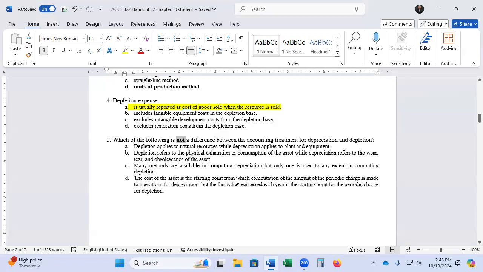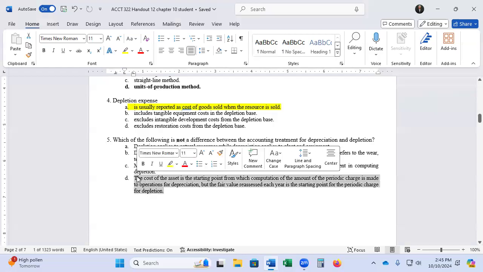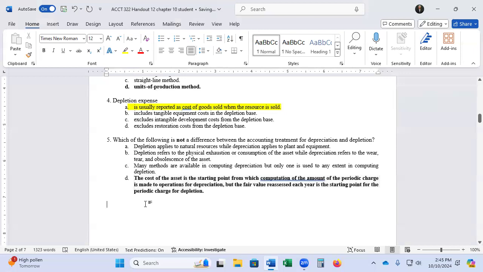The cost of the asset is a starting point from which computation of the amount of the periodic charge is made to operations for depreciation, but the fair value reassessed each year is the starting point for the periodic charge for depletion. And so that answer is correct. E. Any questions on those five?